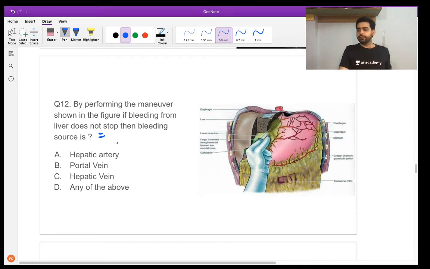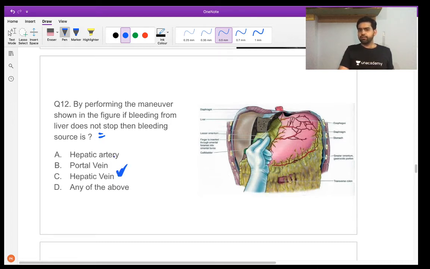What is the source of the bleeding? Can you tell me what is the source of the bleeding? So Mithu is saying C. Okay. Anybody else? Manoj, Shalini saying C. Okay. Anybody else? Okay. Good. So you guys are saying it is C.